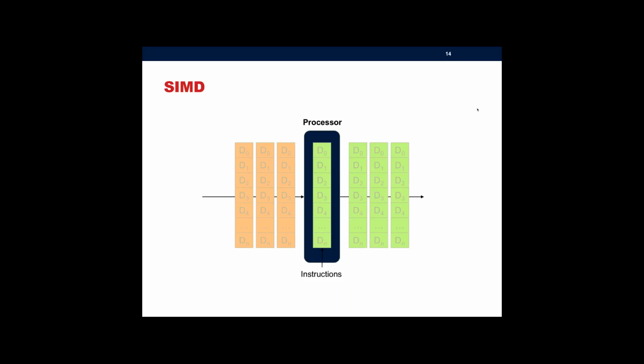Alternatively, if you have a repetitive task, you can do the same processing on multiple elements. Instead of doing them one by one, you can process them in chunks, in blocks. These are also called vector machines, and today GPUs more or less fall into this category. So these are single instruction, multiple data machines.